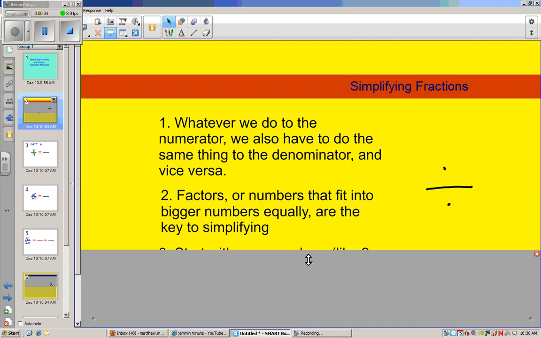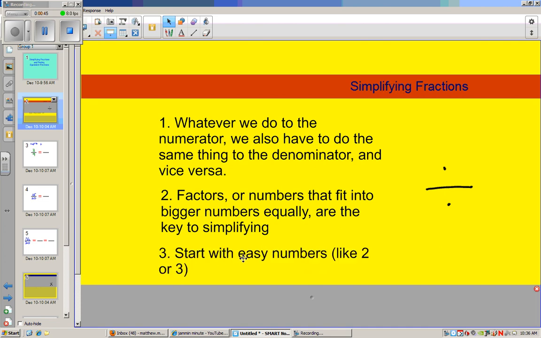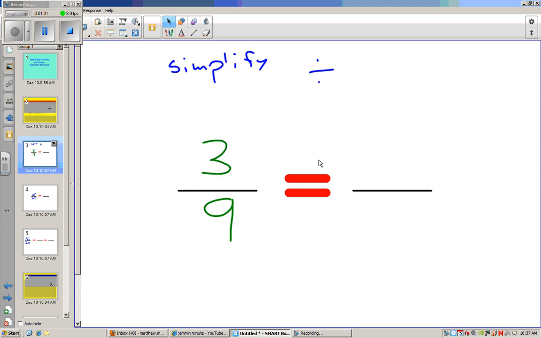Another rule is factors, or numbers that fit into bigger numbers equally, are the keys to simplifying. So really we're just going to try to find common factors in order to simplify. And then one of the last rules is start with easy numbers. When you're simplifying, there's no reason to have to get to the end result right away. You can do it in a couple of steps if you need to. The last key, and I have it written over on the side, is simplifying fractions is just dividing.